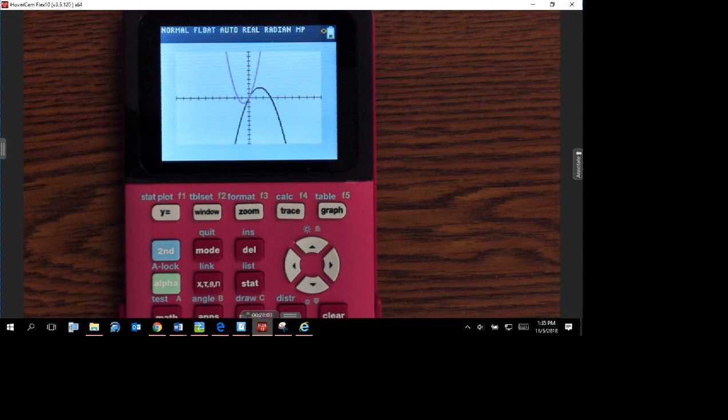So I have my graphs typed in. You want to check to make sure yours looks right. If it doesn't look right, I can come around and help. How can you fix your window if you don't like your window? How can you fix it fast? Zoom 6 work?